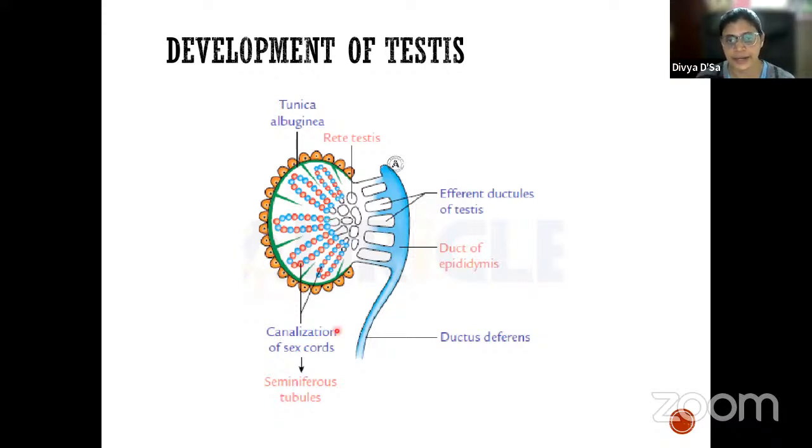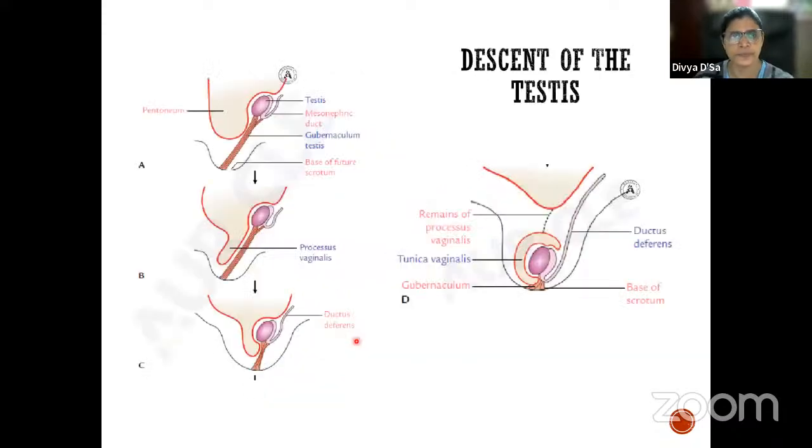So the testis will be attached behind. It is developing here. This is the mesonephric duct. The lower pole of the testis is attached below by the gubernaculum, which is known as the gubernaculum testis. This gubernaculum testis will be attached partly to the peritoneum, to the duct here, that is the mesonephric duct, as well as to the lower pole of the developing testis.